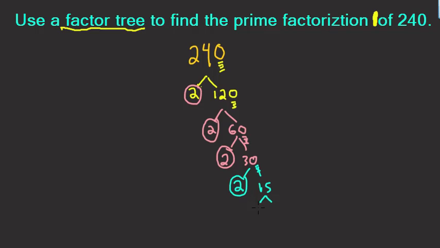but the next prime number would be 3. And it is divisible by 3, 3 times 5 is 15, and 3 is prime, and so is 5. They're all prime.